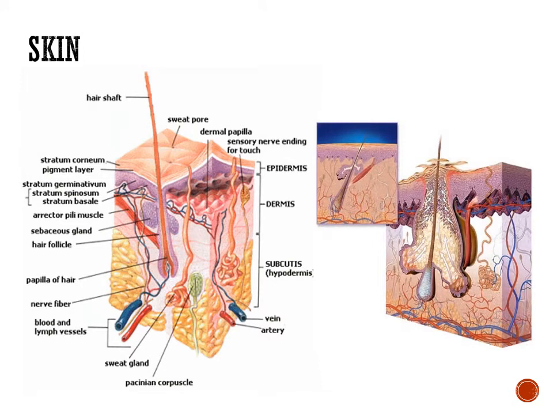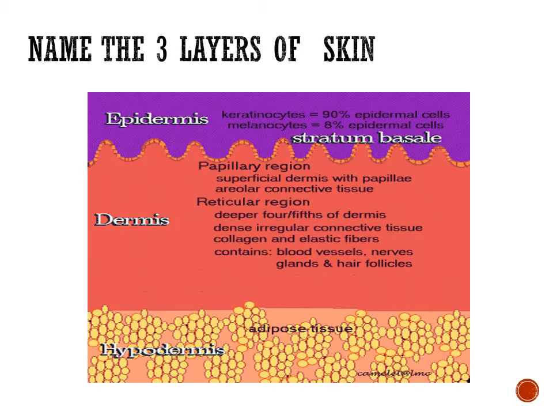This is the anatomy of the skin, the different layers, and its appendages. So we will just go to the basics. Name the 3 layers of the skin. So we have 3 layers. The epidermis is the outermost layer and is composed primarily of keratinocytes. Beneath it lies the dermis, which is composed primarily of collagen but also contains adnexal structures. Below the dermis lies the subcutis or the hypodermis, which consists of adipose tissue, blood vessels, and nerves.